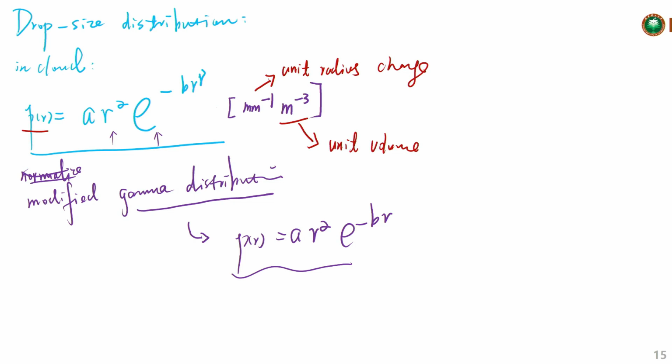So if we want to calculate, as we previously mentioned, N_v, N_v is the total number of drops in a unit volume.